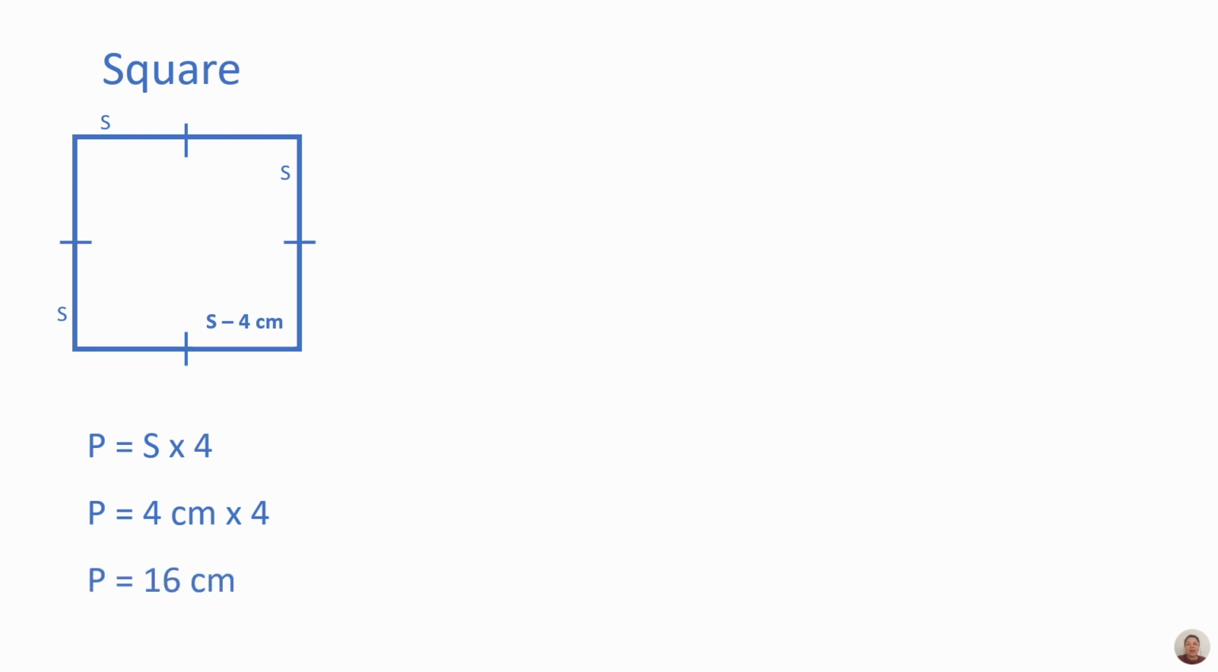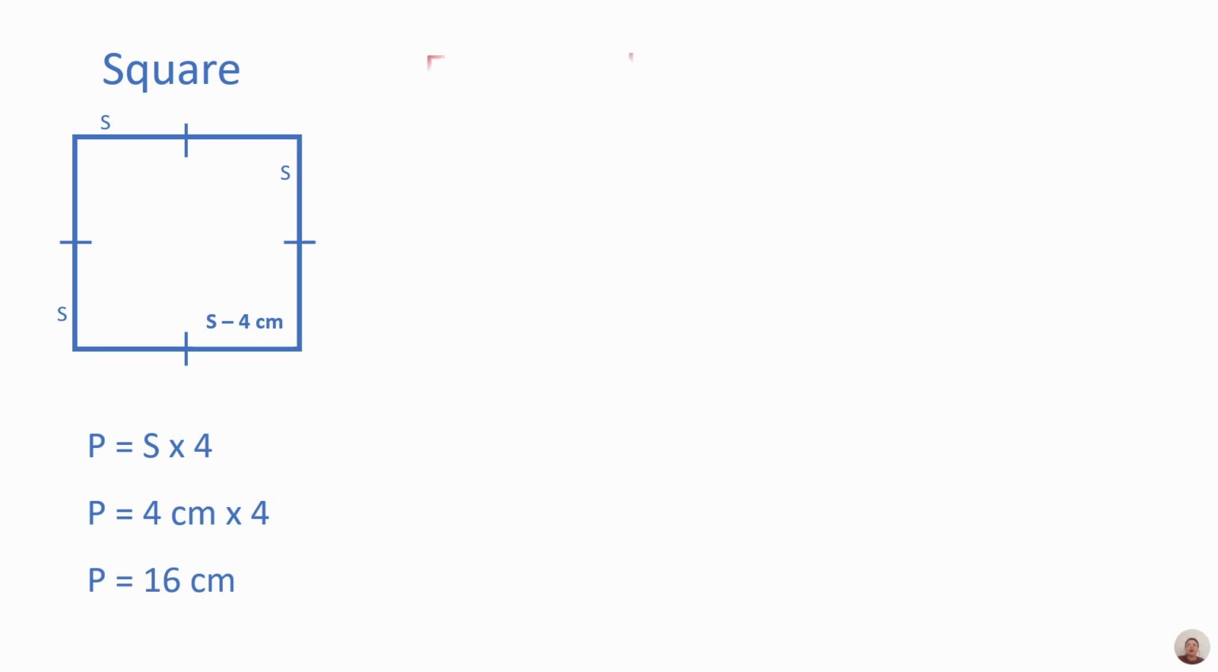Okay, now we're going to move on to a square. Now we can't use the same formula for a square because here all the sides are equal. So we know that each side is equal to 4 centimeters. So we could use a very easy formula and we can say P is equal to side times 4. That is, perimeter is equal to side times 4 sides. So in this case, the side is 4 centimeters. We multiply it by our 4 sides and it's going to give us 16 centimeters.